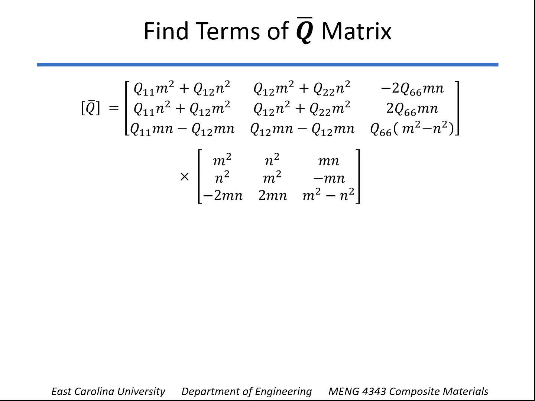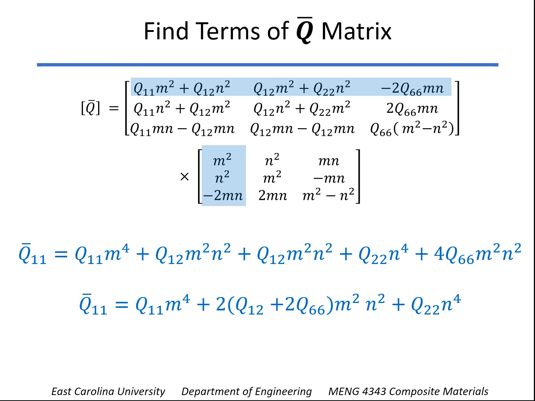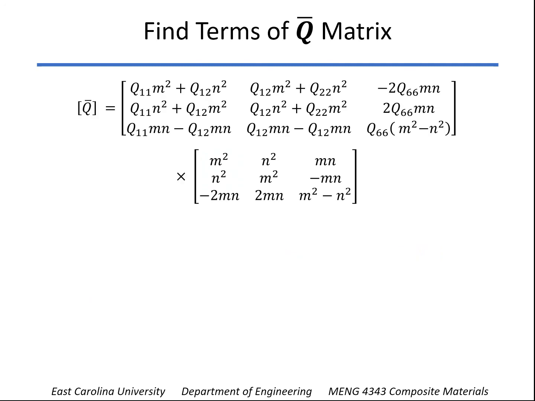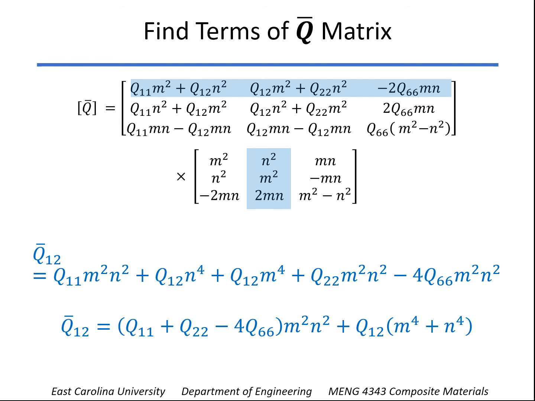So let's start out by finding Q bar 1, 1. So we would take this first row times the first column and expand that out and group some terms. And here's what we end up with for the Q bar 1, 1 term. By the way, these terms are all listed in your summary sheets. Similarly, if we want to do Q bar 1, 2, we take the first row times the second column, and again group the terms according to the sines and cosines here. Remember, cosine is m, sine is n.